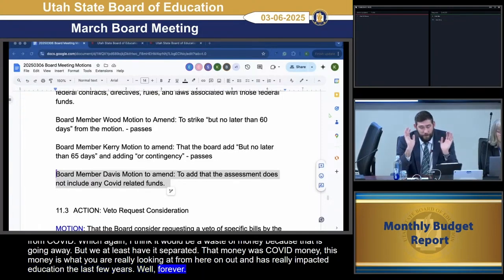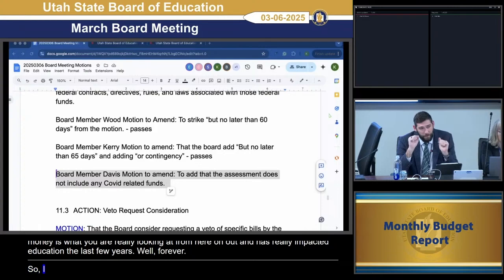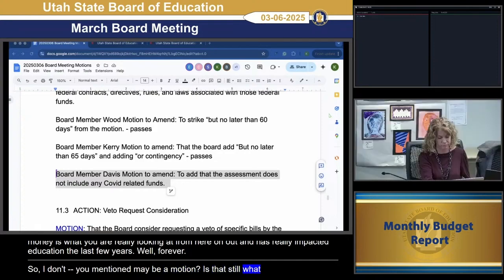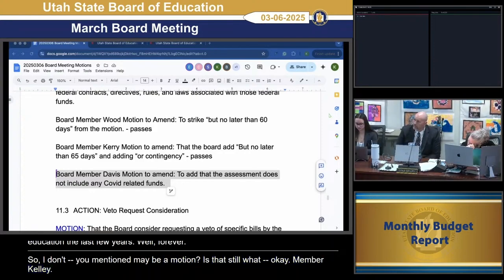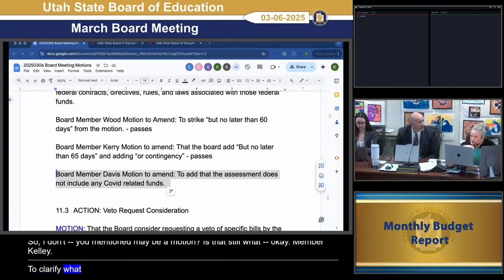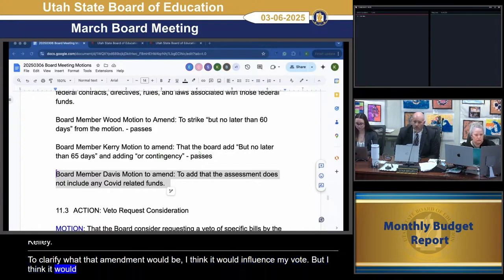You mentioned maybe a motion. Okay, Member Kelly. Just to clarify what that amendment would be, because I think it would influence my vote. I think it would be important, as you say, to line item that out so that we know how COVID funds did impact those budgets.